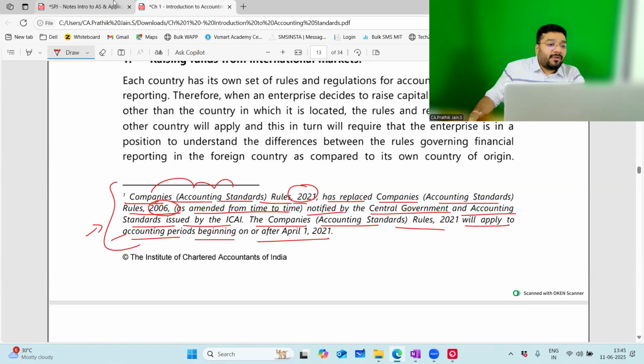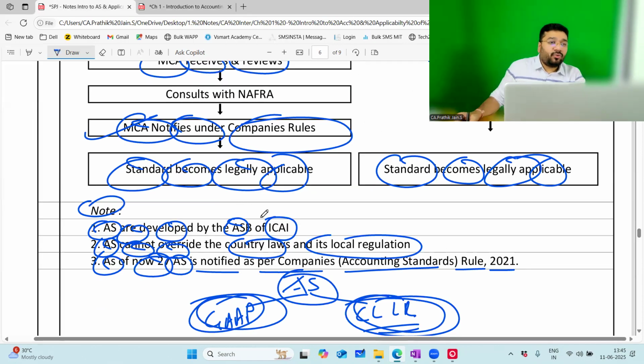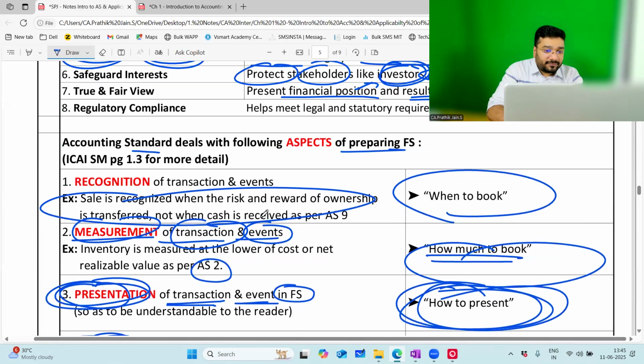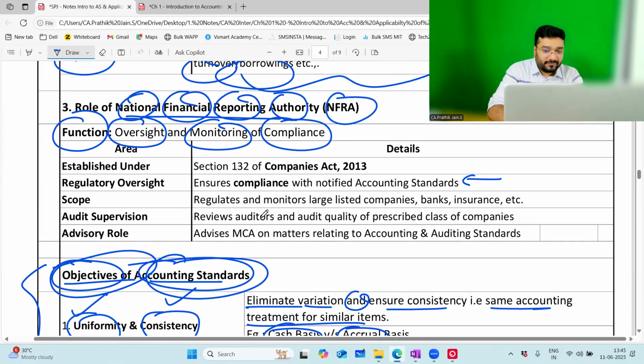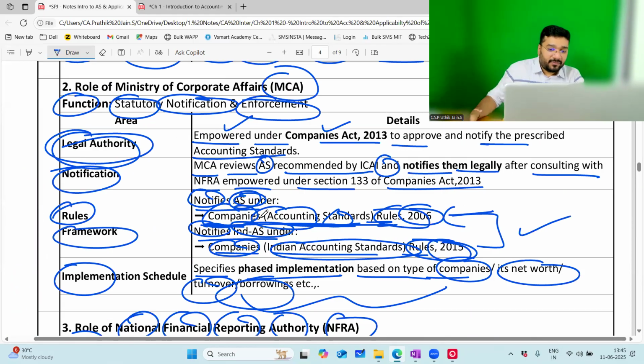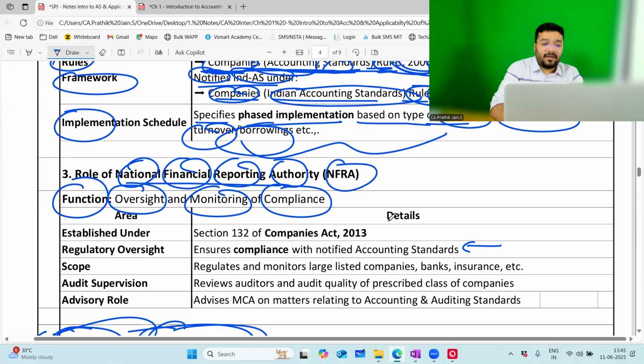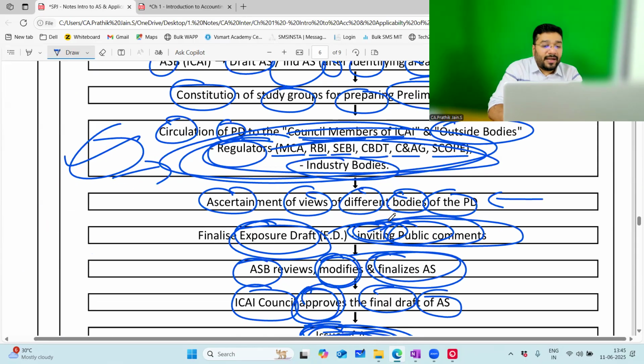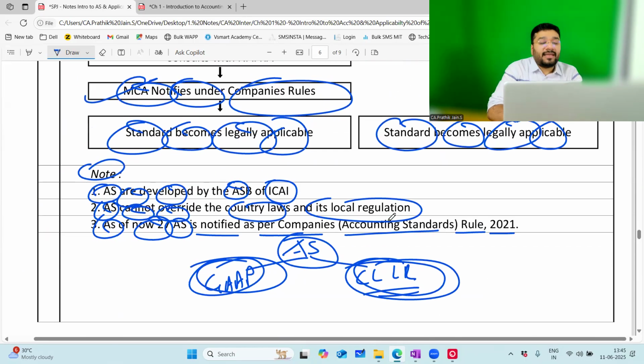Because you might be wondering, sir said 2006 somewhere here. Where is it? Here. 2006 sir is saying here. Below it became 2021. From 2006 to 2021 there is an upgrade. So all the companies who are following the accounting standards with effect from 1/4/21 have to follow the Accounting Standards Rules 2021. Yes, Kana.